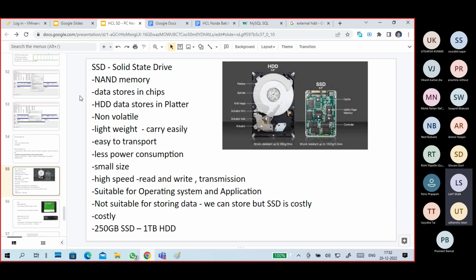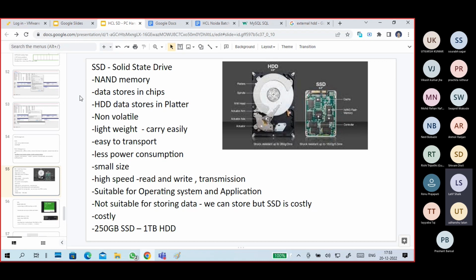SSDs, guys, are solid state drives. It is a NAND memory type only. So this data stores in chips. In a hard disk, data stores in platters. In an SSD, data stores in chips. It is NAND memory, like your memory cards and pen drives use. Of course, it is non-volatile. Both are non-volatile types of storage.